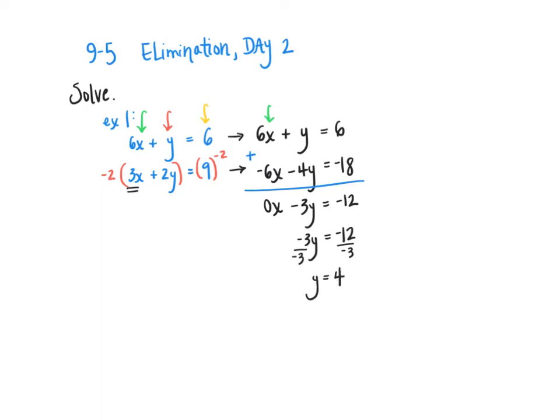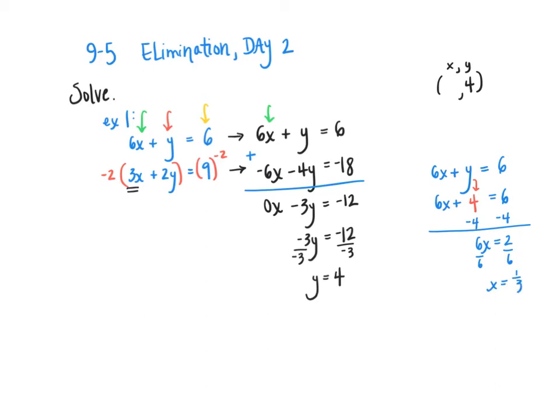I'm only halfway done because my answer is going to be x comma y. So I just found the y. Now I pick one of these equations. I usually always pick the easier one. So for me, 6x plus y equals 6 is a little easier to plug in my y. So now I know my y is 4. So I'm just plugging that in. And then I'm going to solve for x. So when I subtract 4, I get 6x equals 2. Divide by 6, x is 1/3. So now I have my solution. If I were to graph these lines, they would intersect, and the intersection is right here at 1/3, comma 4.